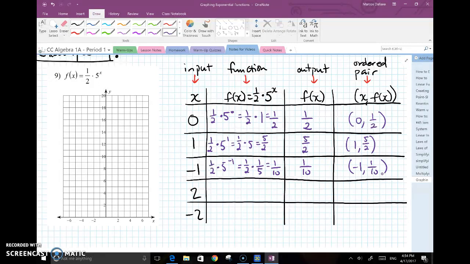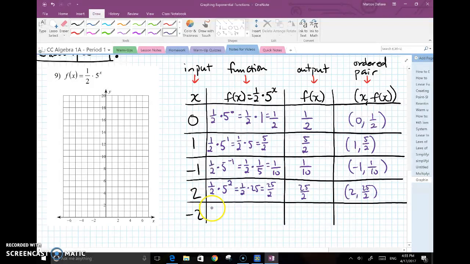When you have a 2, what you get is 1/2 times 5 to the second power. Well, that's like saying 1/2 times 25, which is 25 over 2. So 25 over 2. 2 comma 25 over 2.